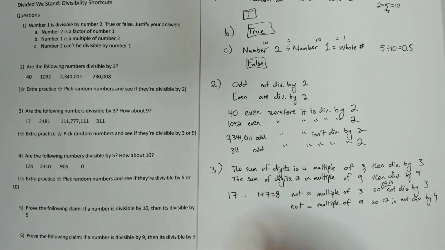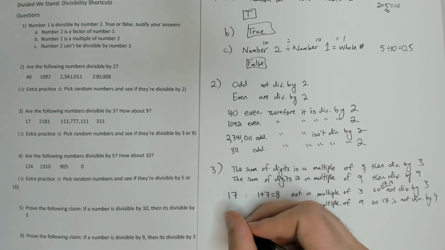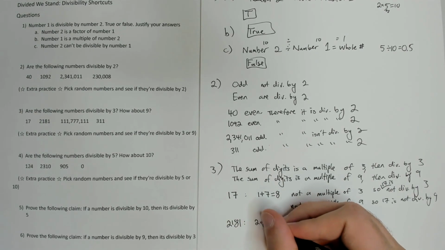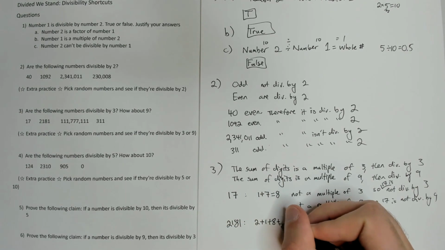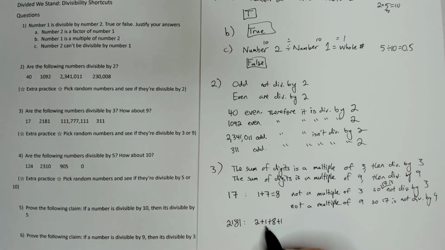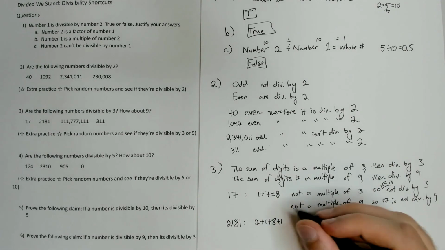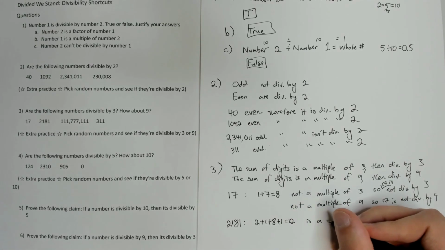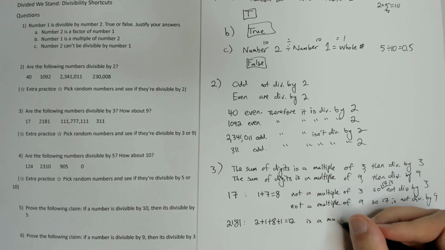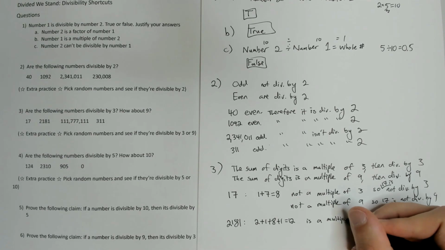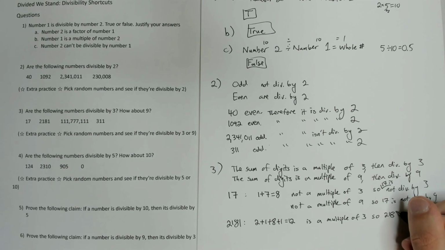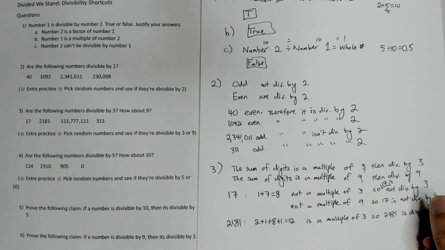All right, let's look at the next number, 2,181. Let's add up those digits. So we have 2 plus 1 plus 8 plus 1. Let's see what we get. 2 plus 1 is 3, plus 8 is 11, plus 1 is 12. All right, well, 12 is a multiple of 3, right? If we take 4 3s, we get 12. So that means 2,181 is divisible by 3.